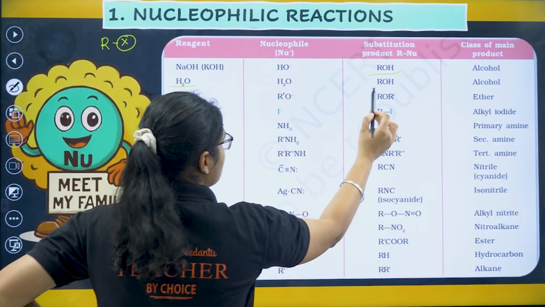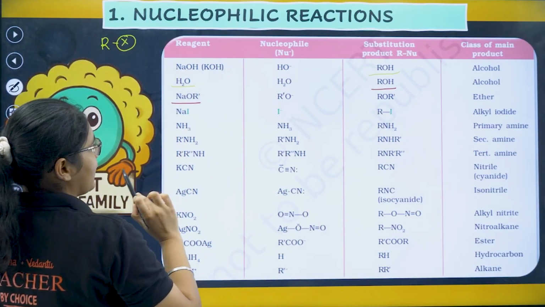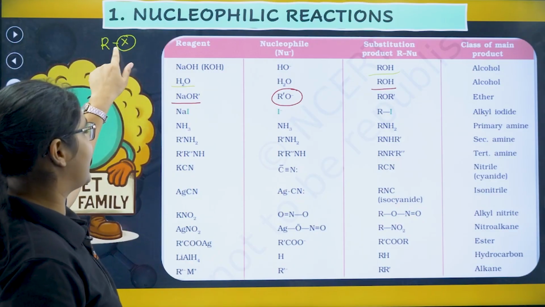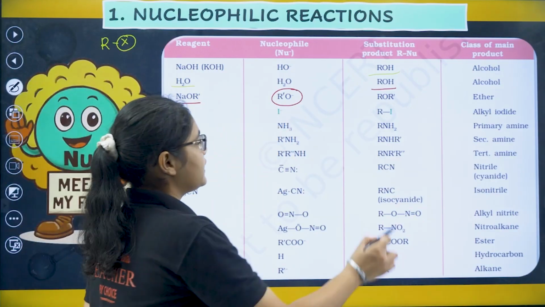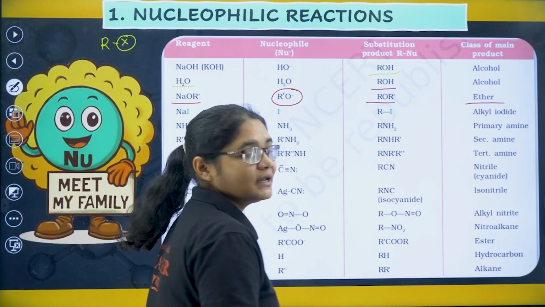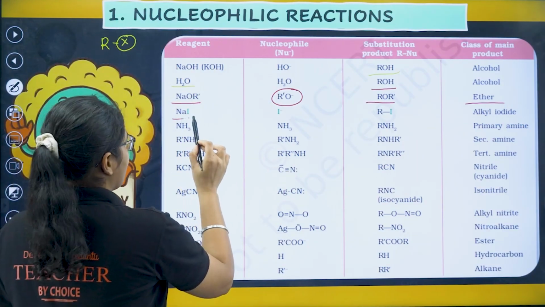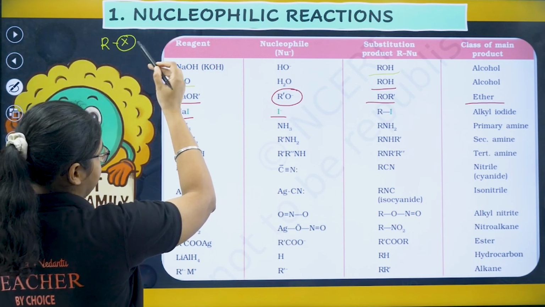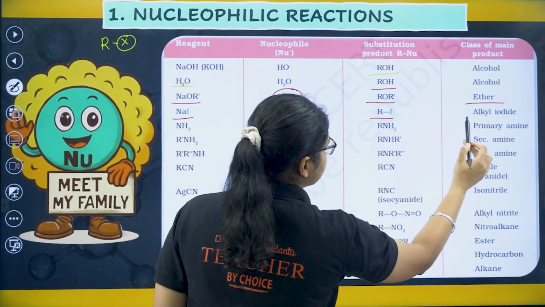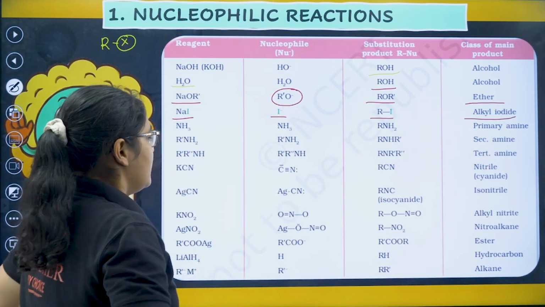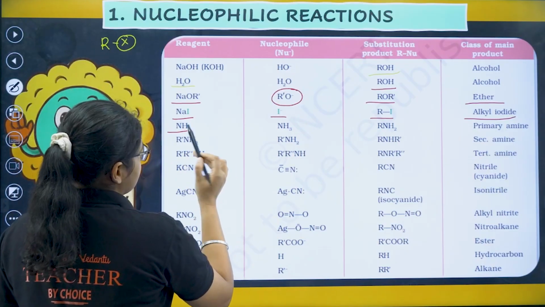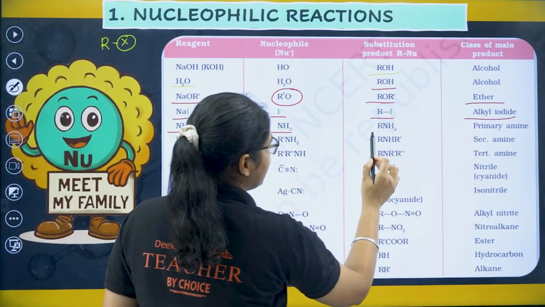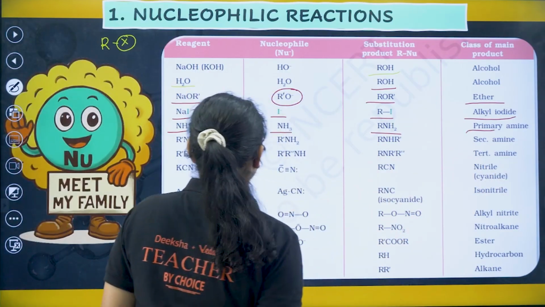This table you have to remember. Now if you take NaOR, what is the nucleophile here? OR minus. So this X is replaced with OR, and you will get ROR, whose functional group is the ether group. Next you have NaI. Here the nucleophile is I minus. If you react here, RI we will get, which is your iodoalkane. Next, if you have taken NH3, then the nucleophile here will be NH3, and this X will be replaced with NH2, and we will get a primary amine.